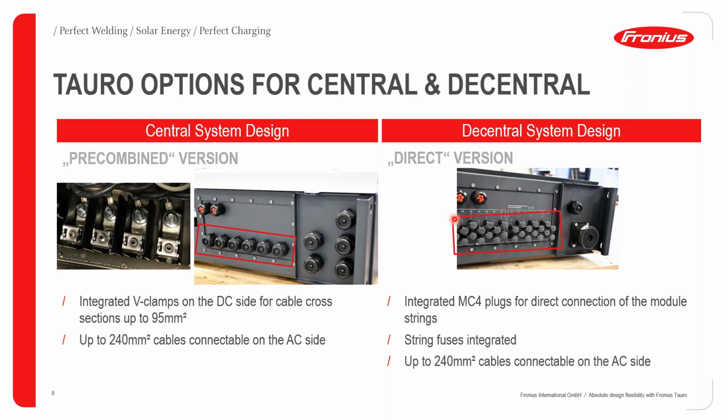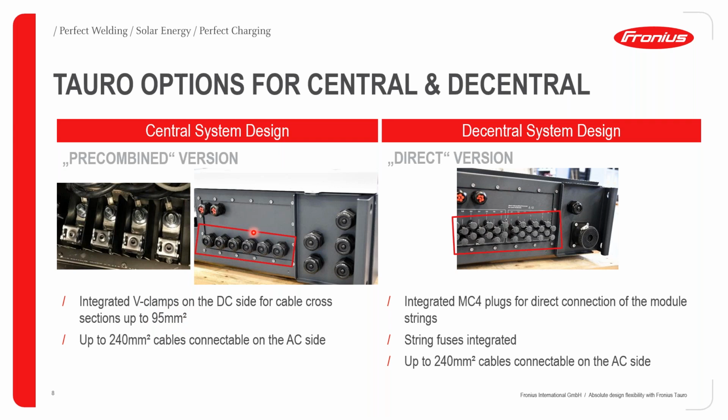This is actually also a visualization tool for you. Let's say you can directly see if you have a Tauro central or a Tauro decentral in front of you. So the Tauro central usually has, below on the bottom here, big cable inlets on the DC side. So on the left-hand side here, this would be the DC side of the Tauro from the bottom shown. And on the right-hand side, this is always the AC side of the Tauro. And on the Tauro pre-combined for the central system design, we would have these cable inlets for big DC cables. Up to 95 square millimeters is possible.